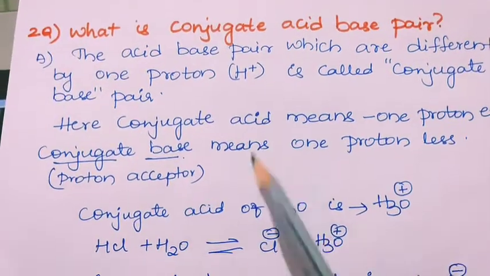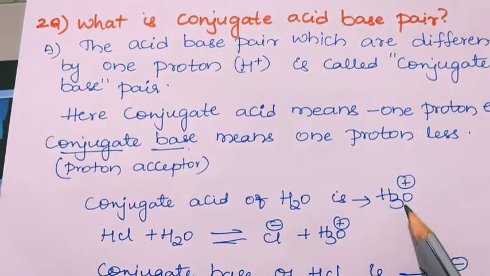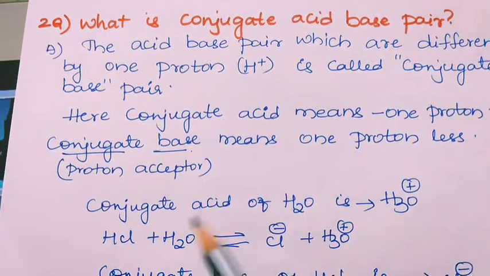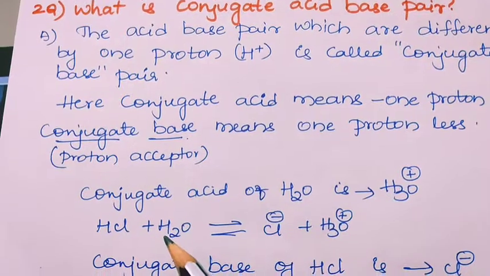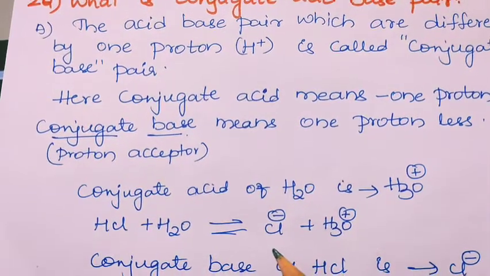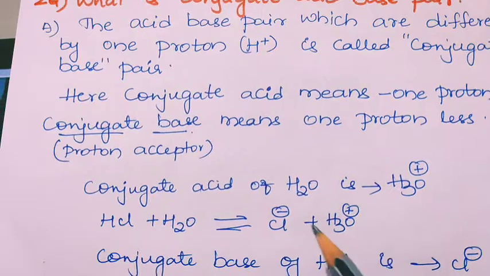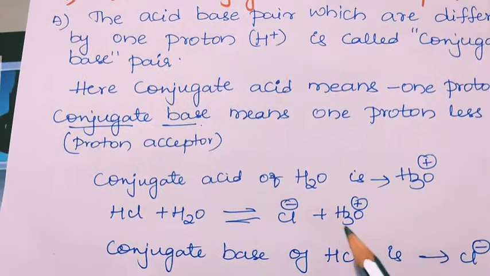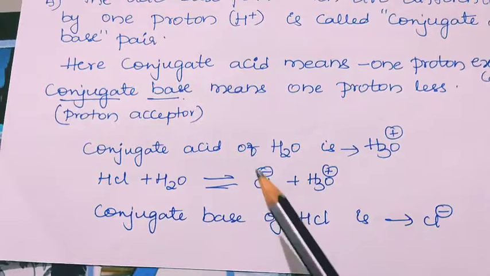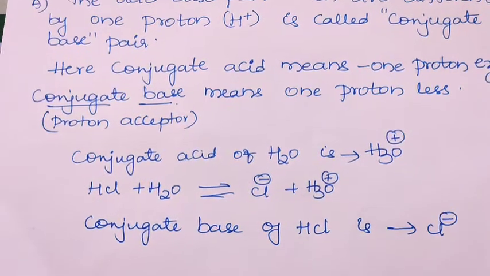So conjugate acid of water is H3O plus or simply H plus. So HCl in water, it gives rise to Cl minus and H3O plus, so proton. Conjugate acid, this is a conjugate base.